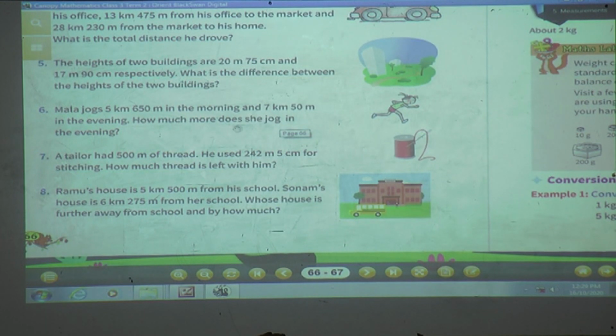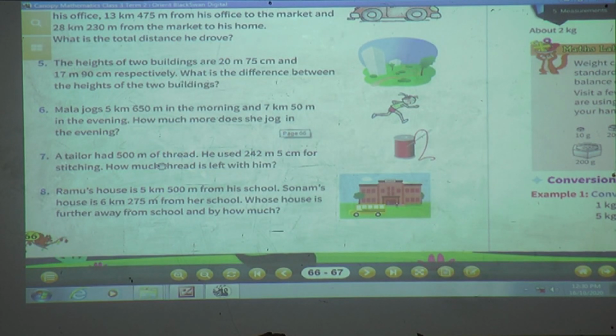Means here we have to do the subtraction from the evening. If we subtract the distance which she jogs in the morning, then we will get how much more she jogs in the evening. So here from 7 km 50 meter you have to subtract 5 km 650 meter, then you will get the answer of this question. So try to solve this example on your own.